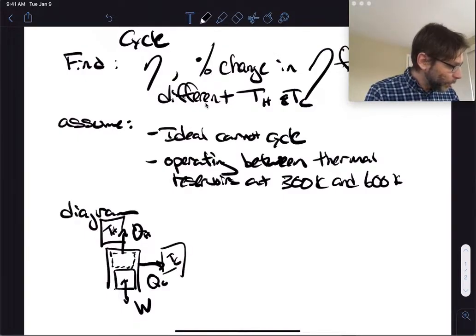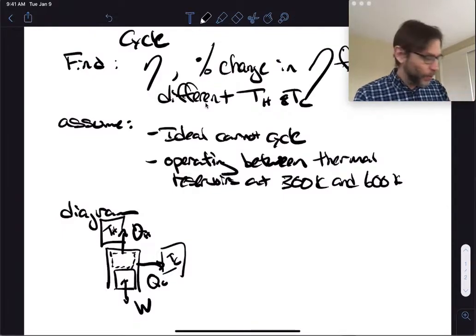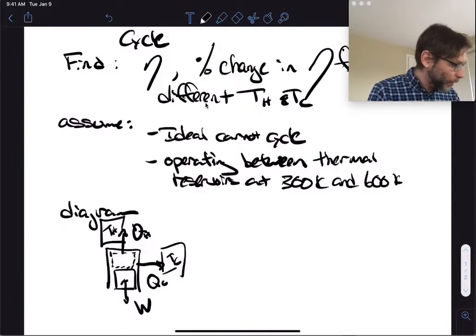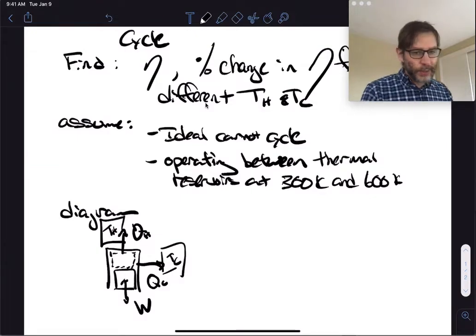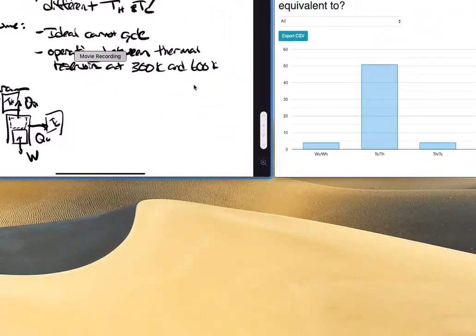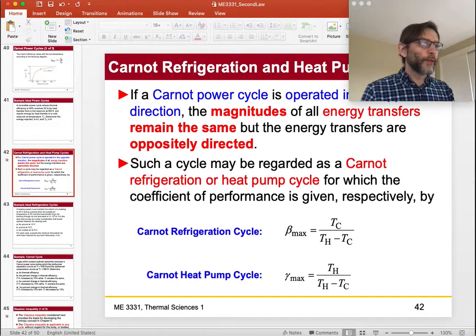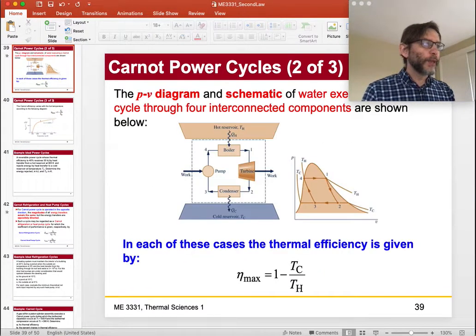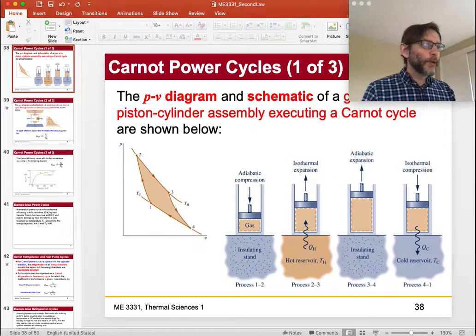So we're assuming that the temperature here is perfect, that there's no heat transfer coefficient or anything like that. So the temperature that the cylinder reaches is the same as the thermal reservoir. Okay. So that's essentially what I mean. Like if we look at the diagram we had before for this, where is it? Carnot power cycle. Here it is right here.